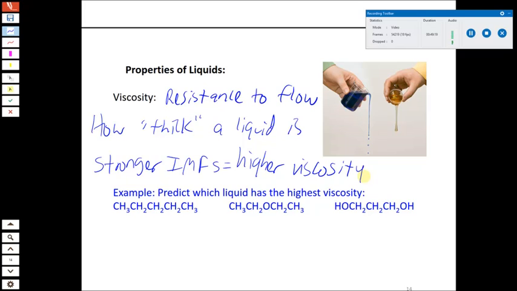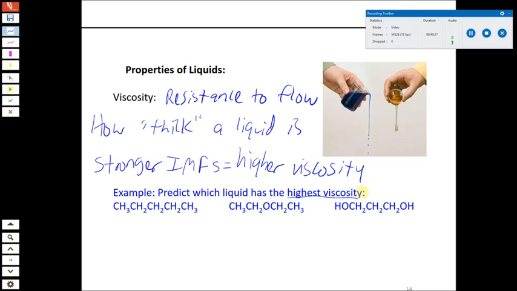All right, so stronger IMFs means higher viscosity, and that's, again, a correlation that's pretty easy to draw based on the types of substances. So if we give you an example and ask you to predict which of these liquids has the highest viscosity, you just have to rank their intermolecular forces in terms of which one is stronger or weaker.